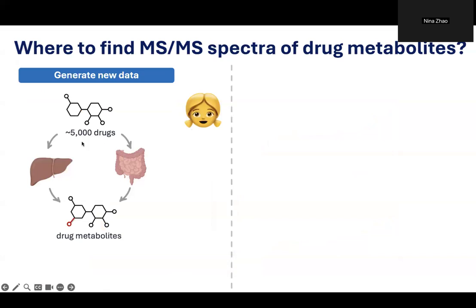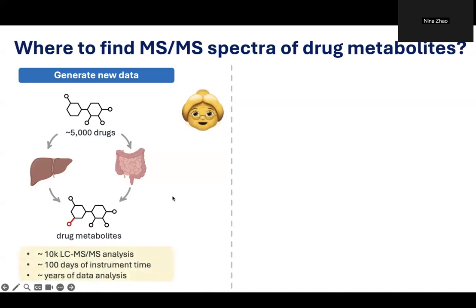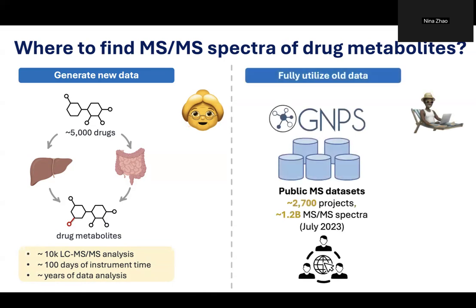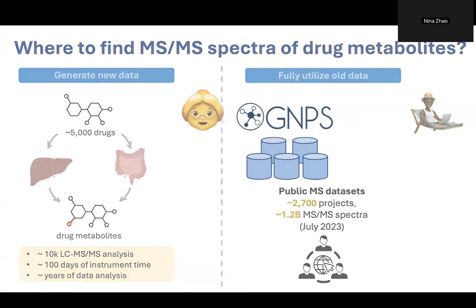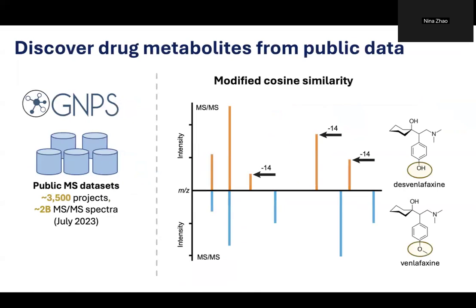Well, one approach is definitely that I could incubate all the 5,000 drugs against liver or gut cultures and generate their drug metabolites. But instead of spending a lot of time trying to analyze these samples and data, I started to think, can we actually utilize data that's already collected in the public domain to achieve the same function? For those of you not familiar, GNPS is not only a spectral library platform, but also a repository that hosts public untargeted metabolomics data. The numbers here are a little bit outdated, but right now there are more than 4,000 projects hosted in the GNPS repository, documenting more than 2 billion MS/MS reference spectra. So in order to capture the potential drug metabolites from these rich public metabolomics datasets, I use a strategy called modified cosine similarity.